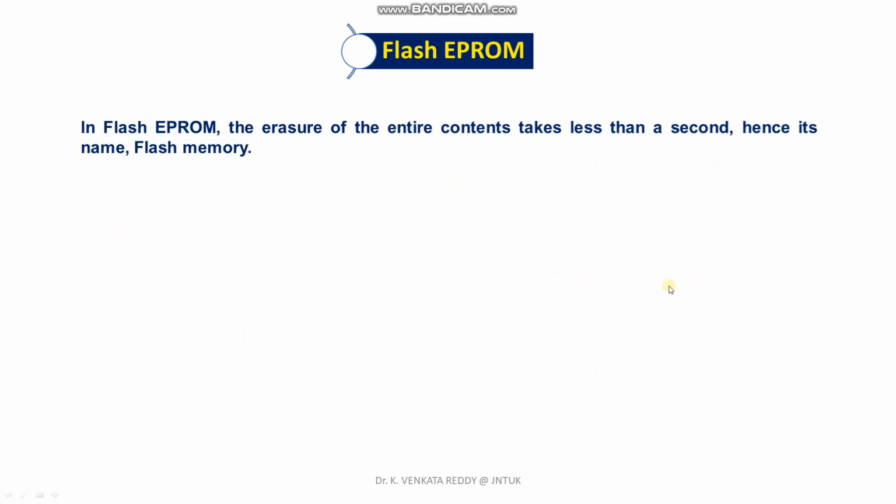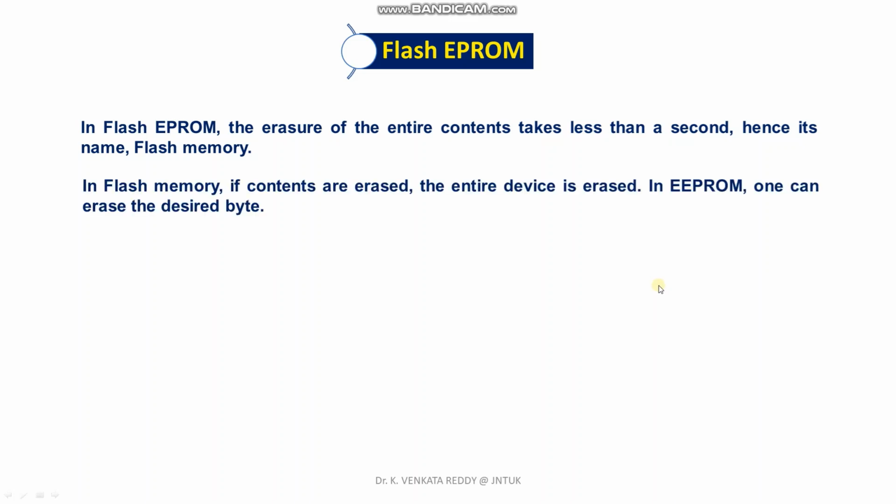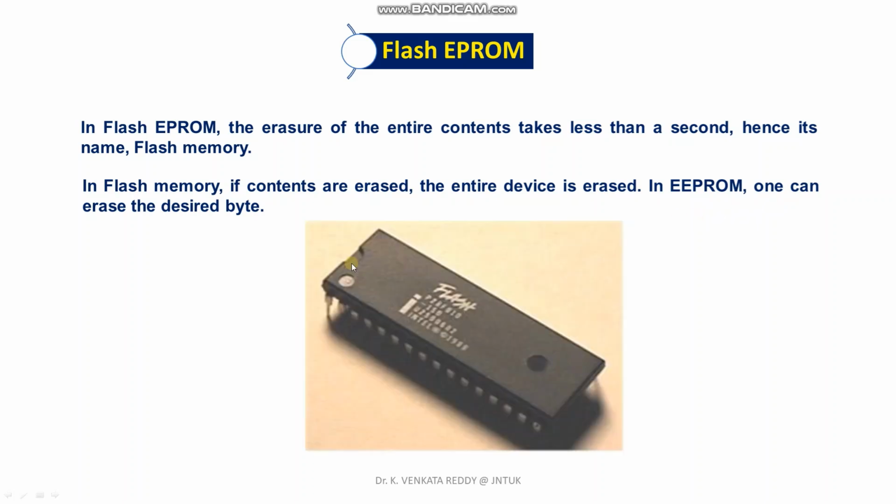Another type of read-only memory is the flash EPROM. Flash EPROM is basically an electrically erasable programmable read-only memory. If the flash EPROM is erased, the erasure of the entire content takes less than a second, and hence this is called a flash memory. In flash memories, if the contents are erased, the entire memory is erased. But in the case of electrically erasable programmable read-only memory, the user can erase the desired byte or bytes of memory. Only the desired portion can be erased.